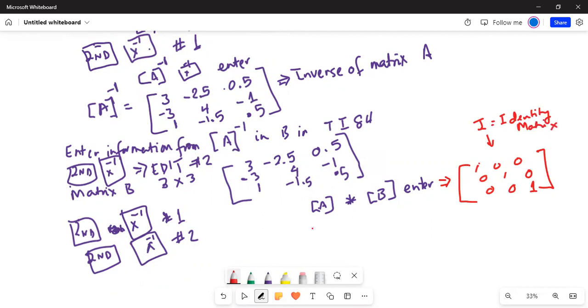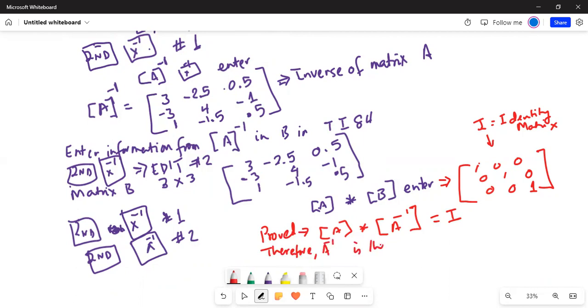So what we proved here is matrix A times matrix A inverse is equal to I, the identity matrix. Therefore, A inverse is indeed the inverse of matrix A.